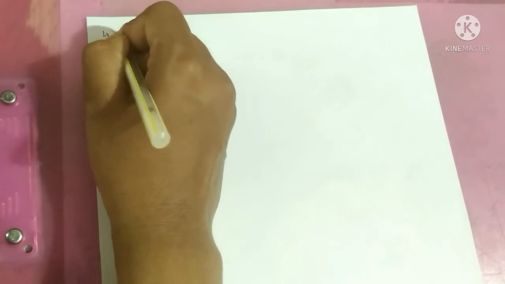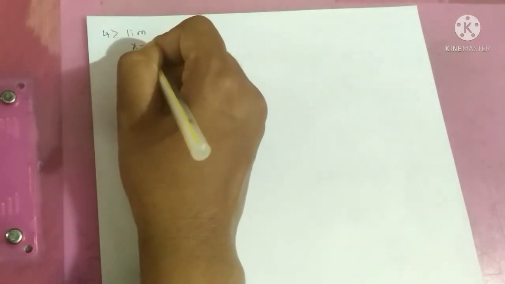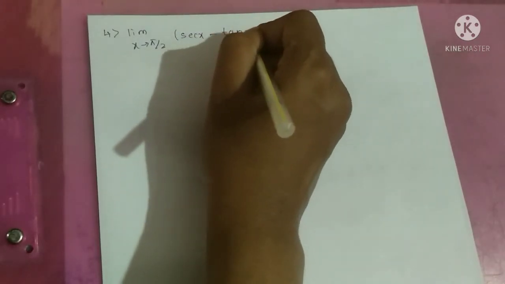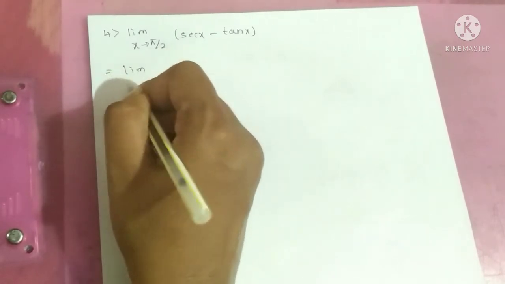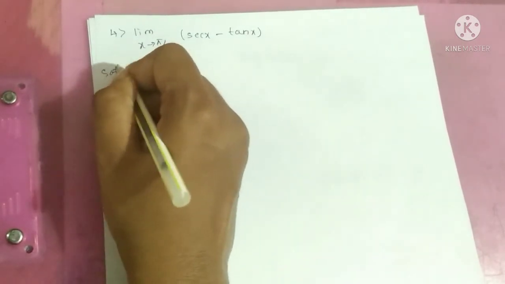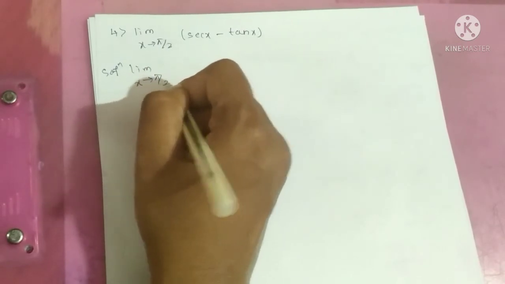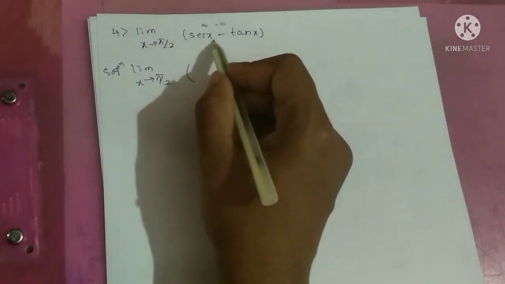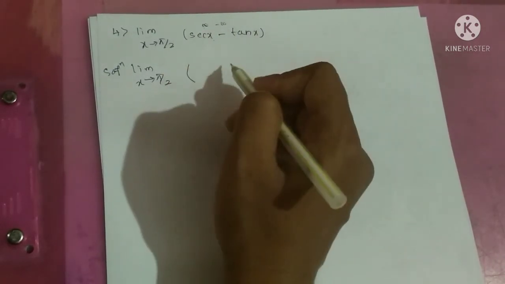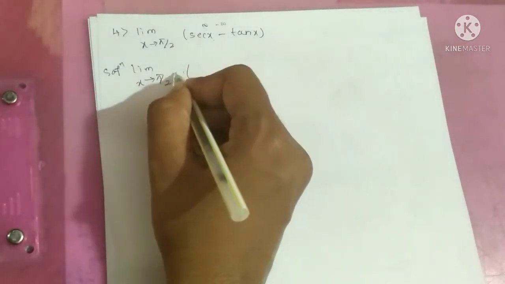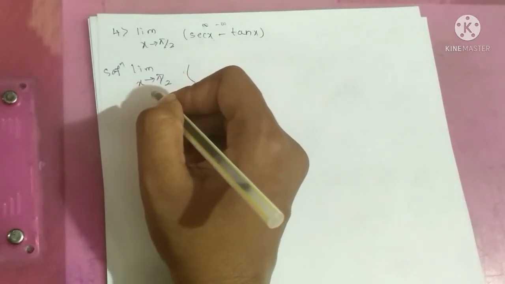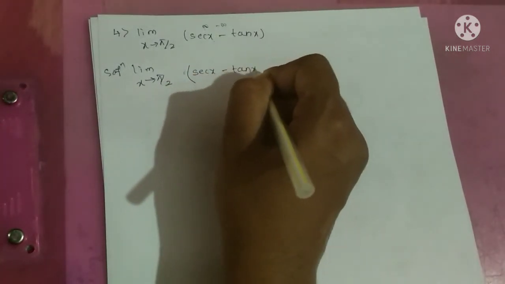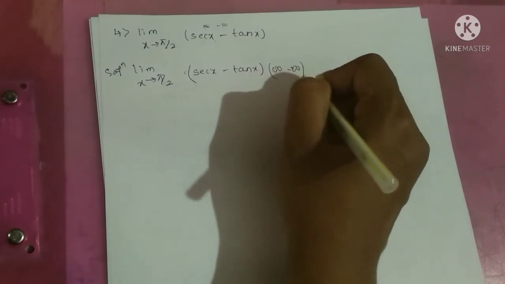Let us solve one more problem related to this, that is limit x tends to pi by 2 of secant x minus tan x. The solution is limit x tends to pi by 2. Here secant x minus tan x is in the form of infinity minus infinity, right? Secant pi by 2 is infinity, tan pi by 2 is infinity. So infinity minus infinity. Let's write the given problem: limit x tends to pi by 2, secant x minus tan x is in the form of infinity minus infinity.